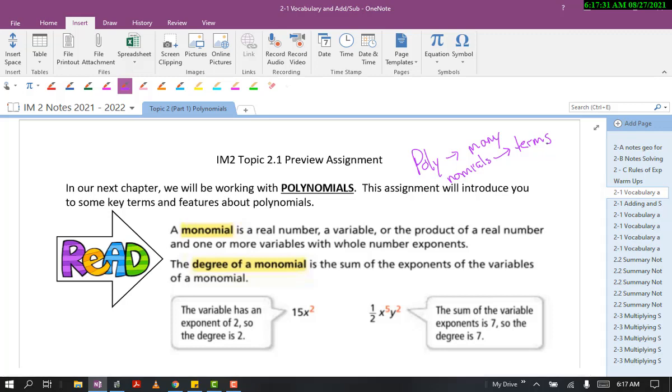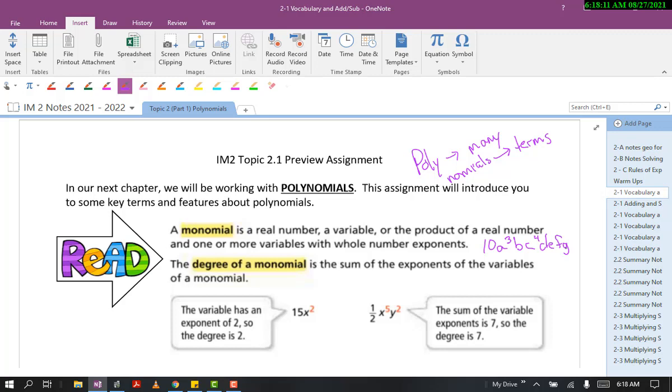Now, in general, we can get more specific if there's one term, two terms, three terms, and then from there, they're polynomials. So a monomial is a real number, a variable, or the product of a real number and one or more variables with whole number exponents. It means it's one term. There's no plus sign in between. There's no minus sign in between. It's one that's just all thrown together. We could have 10a cubed b c to the fourth d e f g. That's still just one term, and there's no plus sign in between.